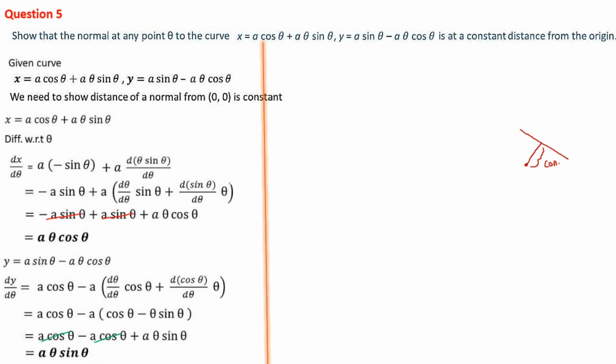Then we need dy by dx because we want the slope, okay. So dy by dx is equal to dy by d theta divided by dx by d theta. That is dy by d theta, here a theta sin theta, divided by dx by d theta, which is a theta cos theta. That is substituted. Here in the numerator and denominator there is a theta, that we can cancel. Then we will have sin theta by cos theta, that is tan theta. This is dy by dx.